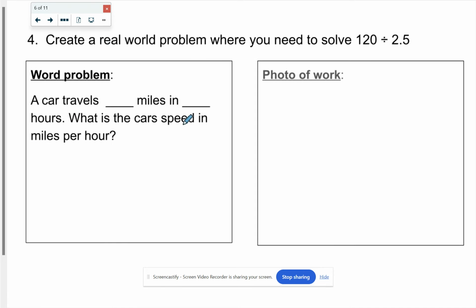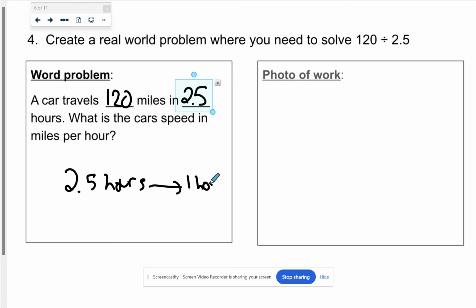Okay. Create a problem where you need to do 120 divided by 2.5. I took one from the sample doc. A car travels 120 miles in 2.5 hours. What is the car's speed in miles per hour? So we want to go from 2.5 hours down to 1 hour. So we are going to divide by 2.5.